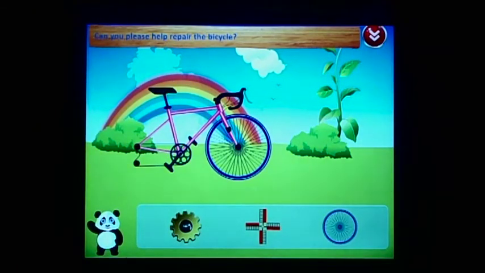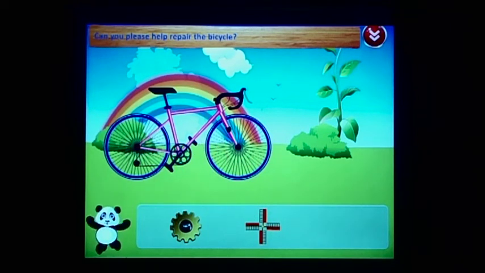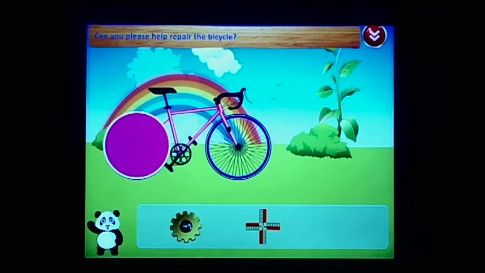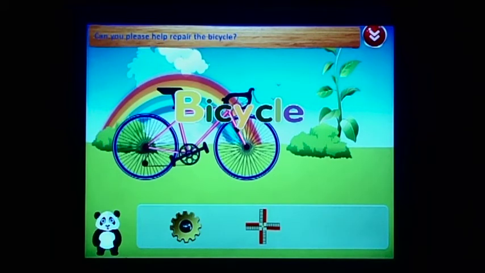Can you please help repair the bicycle? Bicycle wheel. Keep going! You can do it! It looks like a circle. A circle is round like a ball. B for bicycle.